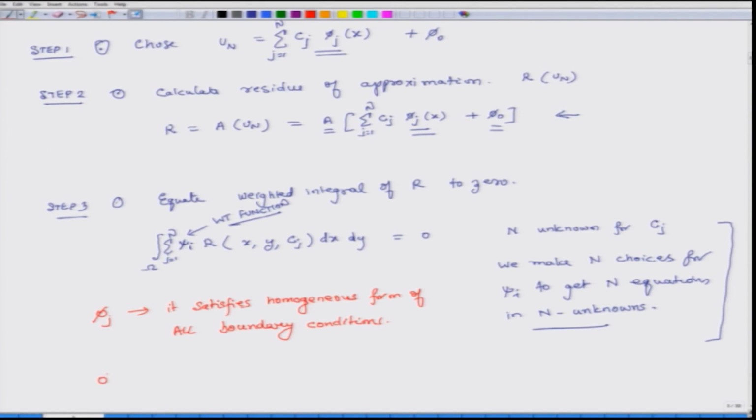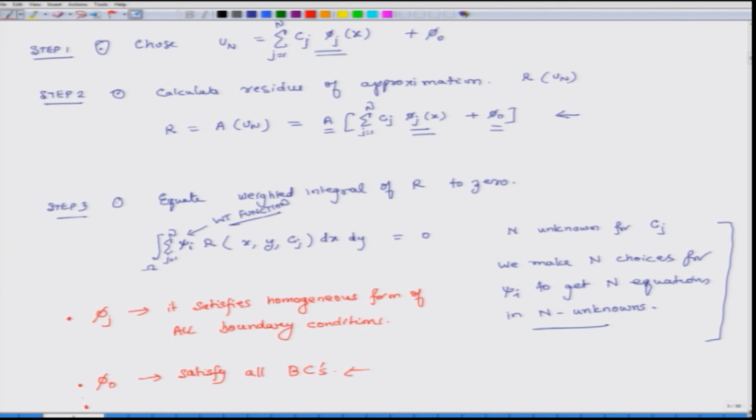And then phi naught should satisfy all boundary conditions. So, if the boundary conditions are non-homogeneous, then phi naught has to satisfy those. If they are homogeneous, then it will anyway, it has to satisfy that. So, this is one requirement. Second requirement is about phi naught.